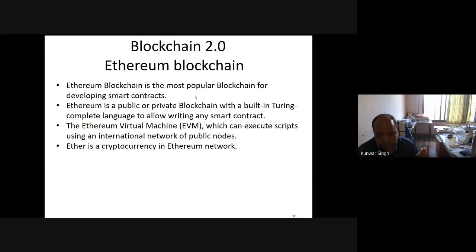Private blockchain basically means some kind of authentication is required, so there will be a restriction for a node to join the blockchain. That is called a private blockchain. Ethereum can be private or public. There is also a built-in Turing complete language. For smart contracts they use the Solidity language. Solidity is a Turing complete language, like C++ and Java, and is similar to them.